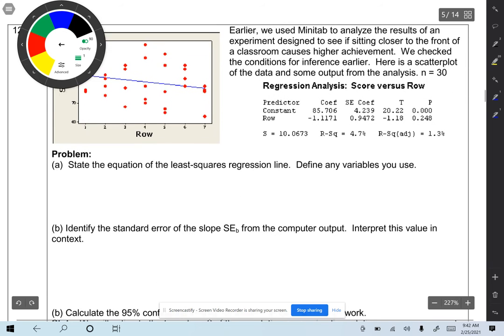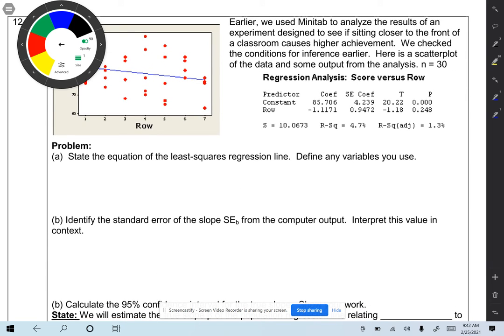So some of the things to read, and we learned this back in chapter 3, but again, we need a refresher. So our constant, this right here, 85.706, is our y-intercept.